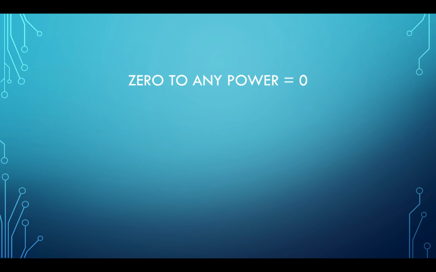0 to any power is equal to 0. So 0 to the 4th is 0, and 0 to the 125th is also 0.